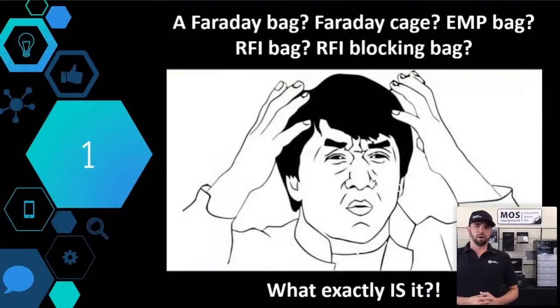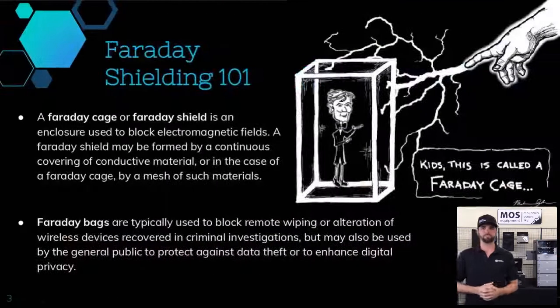All right, if you are like Jackie Chan here, you may be confused on what is a Faraday bag, Faraday cage, EMF, EMP. There's a lot of nomenclature out there. They all relate to the same thing, and that's RF shielding, essentially, which is another way that in our industry in forensics it's referred to. Next slide.